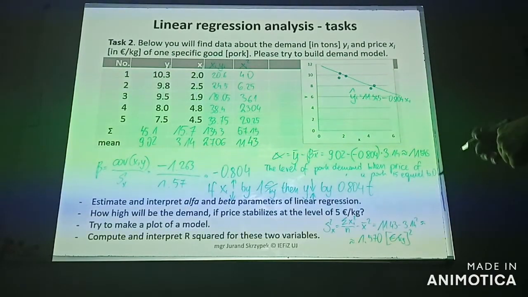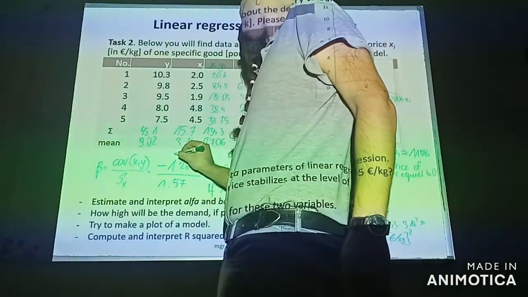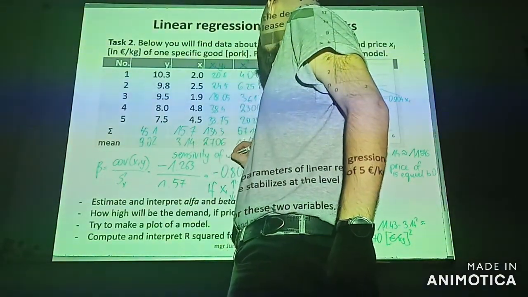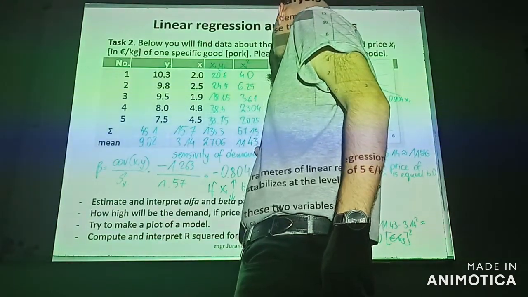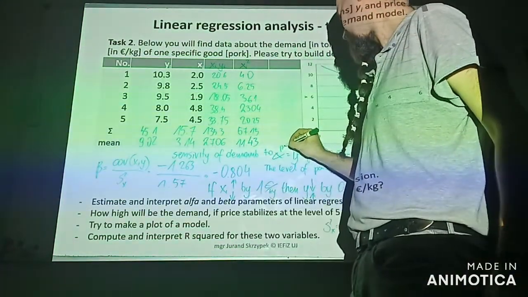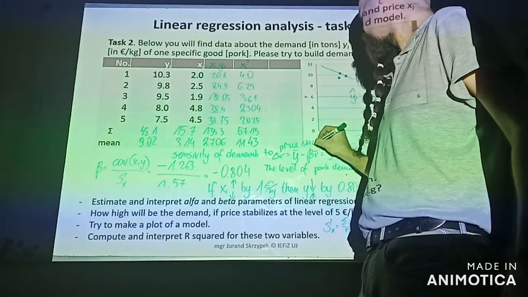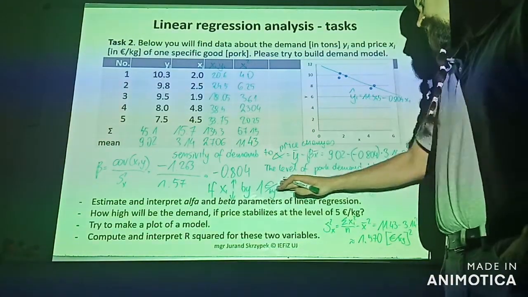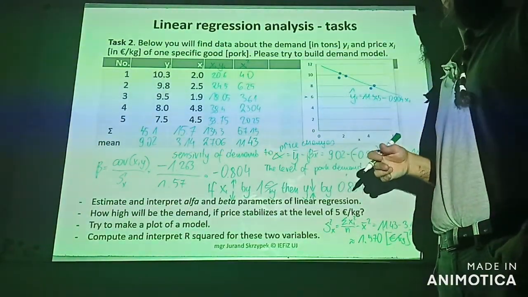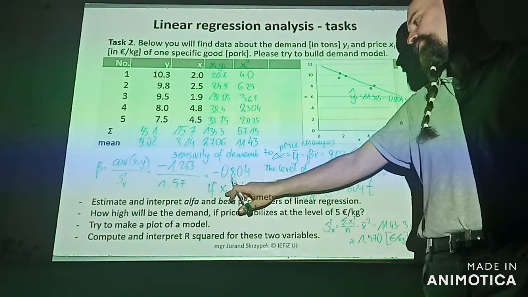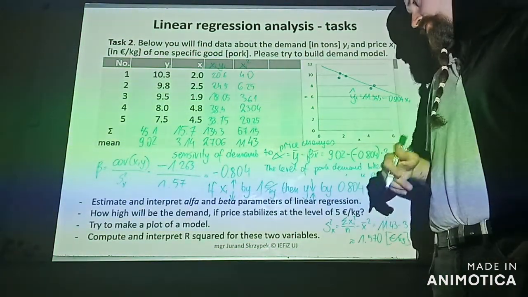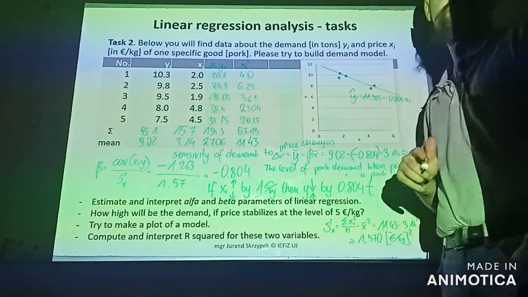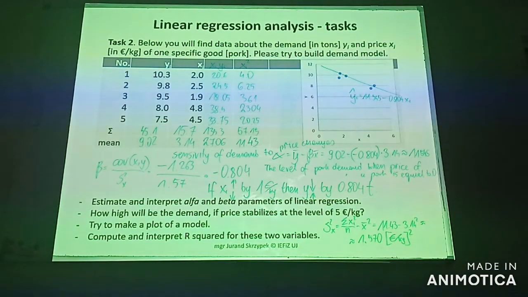Beta parameter can also be called sensitivity of demand to price changes. Here we see the sensitivity of the demand to the price changes. If xi price decreases by 1 euro per kilogram, then we observe the following changes in the demand.